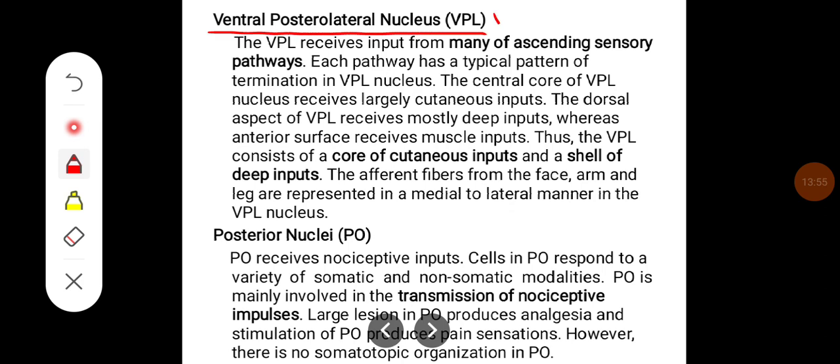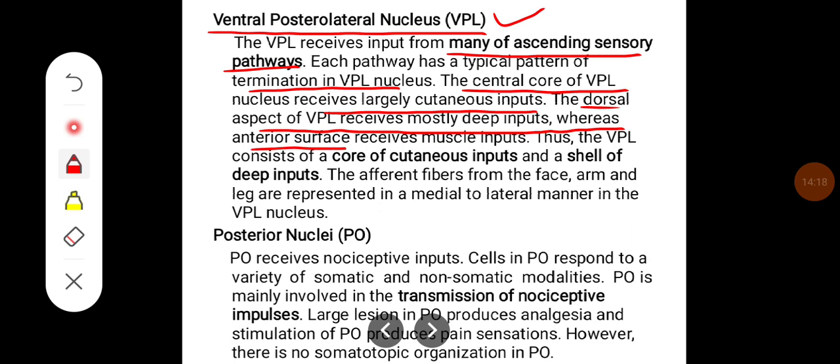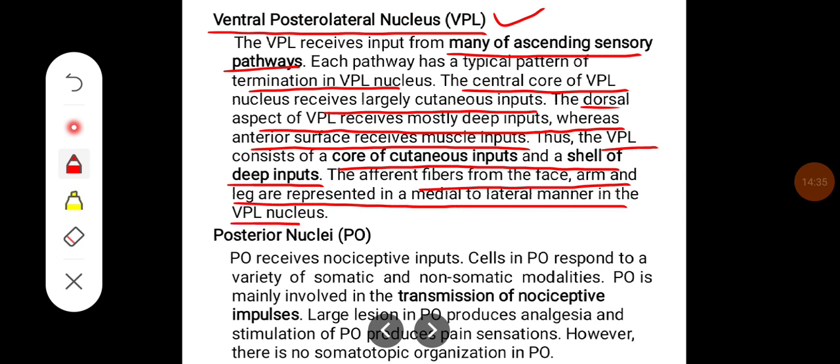Posterolateral nucleus, that is the VPL nucleus. The VPL receives input from many ascending sensory pathways. Each pathway has a typical pattern of termination in the VPL nucleus. The central core of the VPL nucleus receives largely cutaneous inputs. The dorsal aspects of the VPL receive mostly deep inputs, whereas the anterior surface receives muscle inputs. Thus, the VPL consists of a core of cutaneous inputs and a shell of deep inputs. The afferent fibers from the face, arm, and leg are represented in a medial to lateral manner in the VPL nucleus.